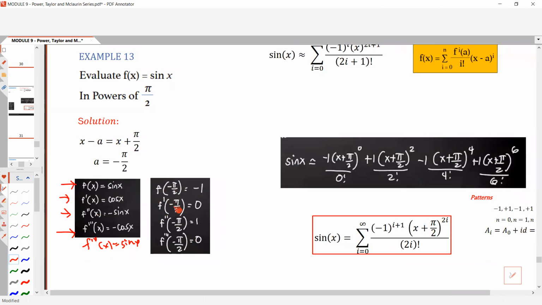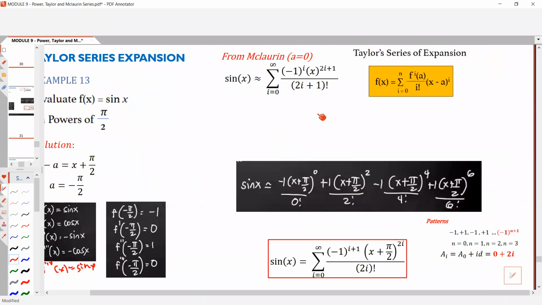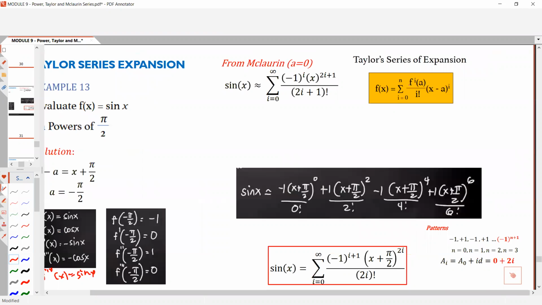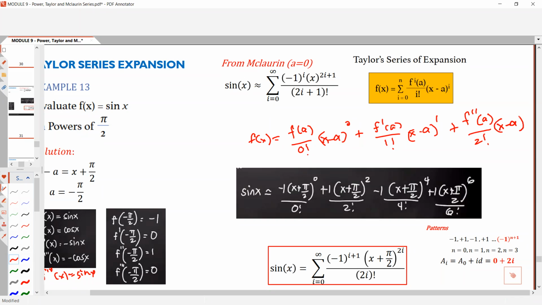So ito na siya. Ito na. So papasok mo siya dito sa Taylor series expansion. So ganun lang din. So Taylor series expansion, this one, that is simply f of x is equals to f of a over 0 factorial x minus a raised to 0 plus f prime of a over 1 factorial x minus a raised to 1 plus f double prime of a over 2 factorial x minus a raised to 2. Okay, and so on and so forth.